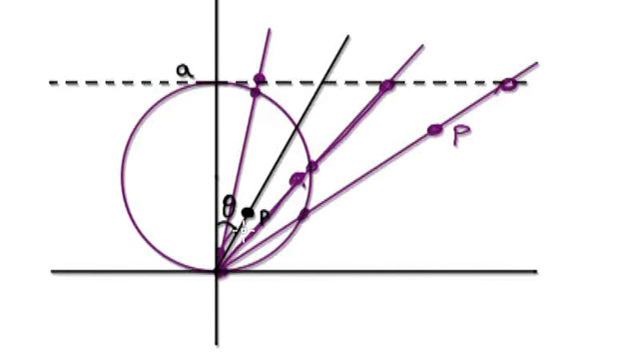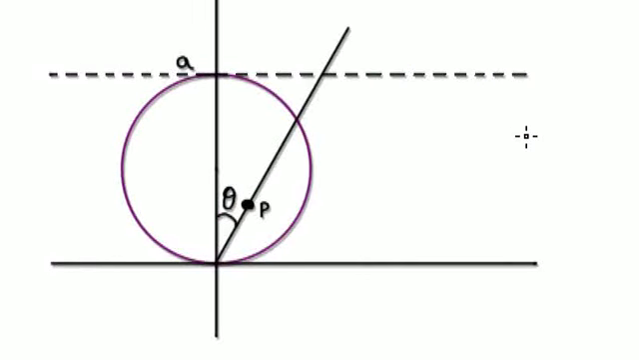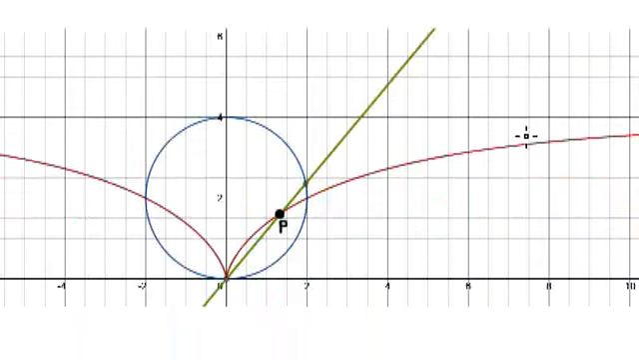So when you draw the path, it will look something like this. As you increase the angle, you can see the path is moving in this direction here. If you were to increase this theta here, the path of P would follow this red line here.